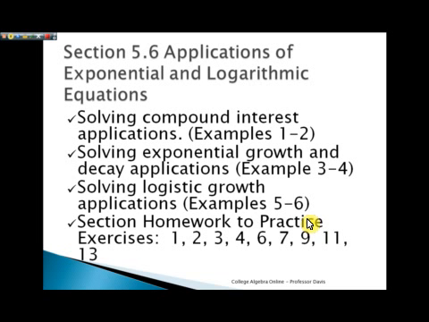So you want to finish off this chapter, take a look at that math cast, and that is your checklist for Module 10.